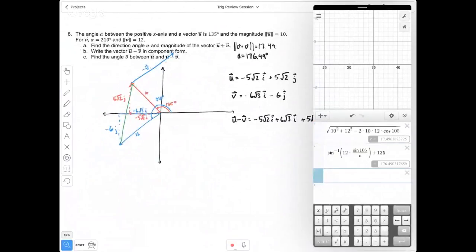So approximating, I've got negative 5 root 2 plus 6 root 3. So negative 40.3.